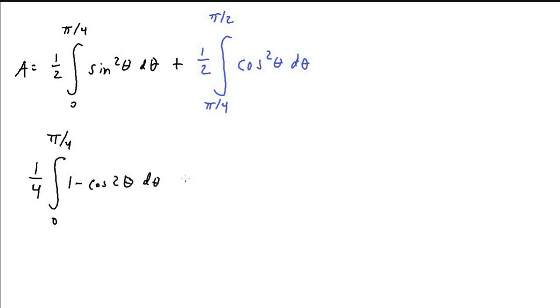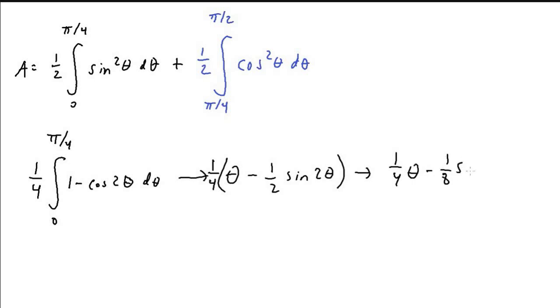So the integral of 1 is just theta, minus the integral of cosine of 2 theta, which is 1/2 sine of 2 theta. And then we have 1/4 multiplied on the outside. So we get 1/4 theta minus 1 over 8 sine of 2 theta, and we're going to evaluate once again from 0 to pi over 4.